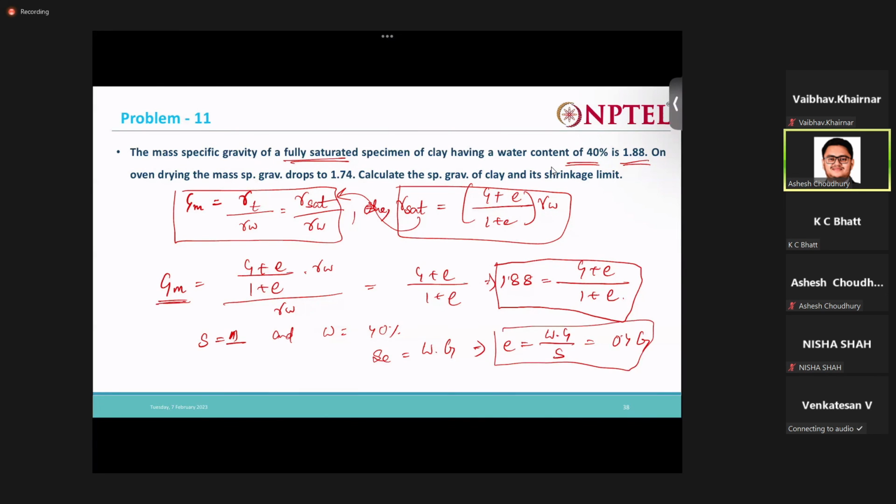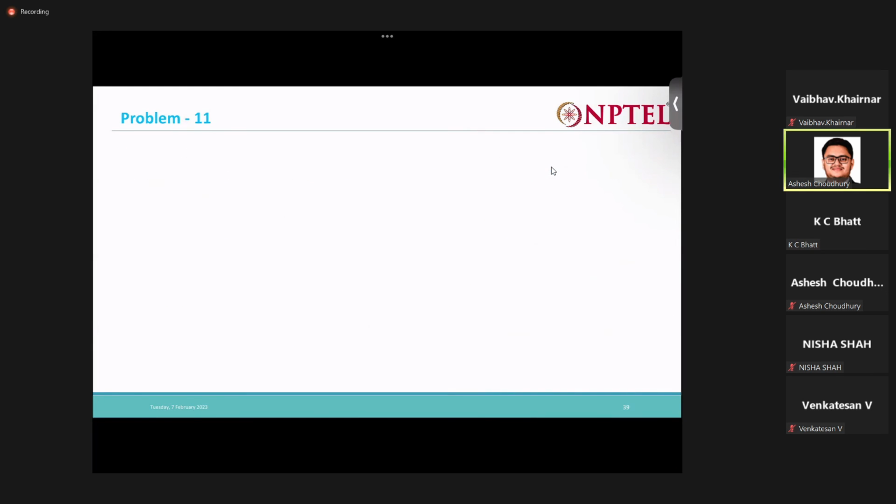Now we will substitute this e value into the earlier equation. If we substitute e is equal to 0.4 G, we will get (G plus 0.4 G) by (1 plus 0.4 G) equal to 1.88. From there you can get G is equal to 2.9. Done. Now again, the mass specific gravity is nothing but gamma by gamma W, and for dry soil this will be replaced by dry unit weight by gamma W.